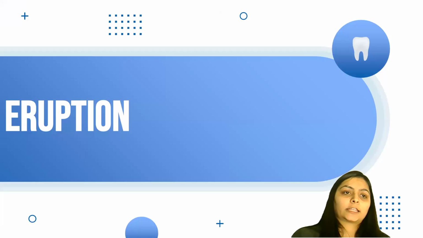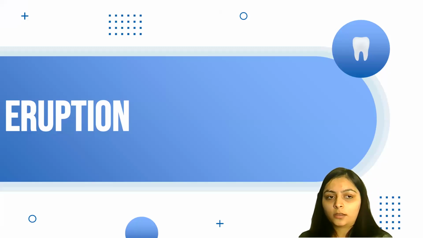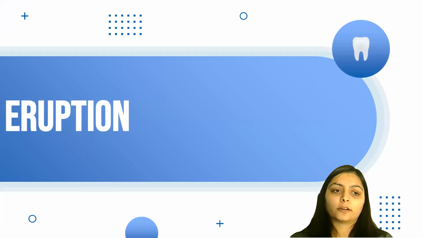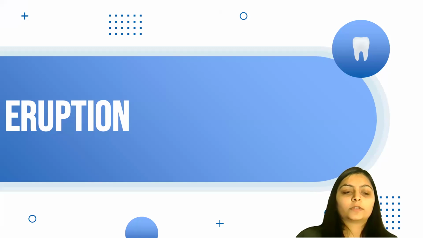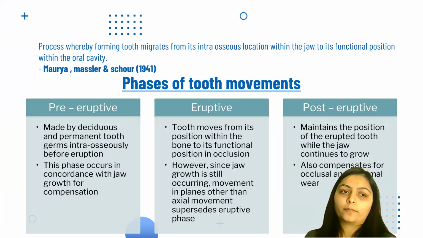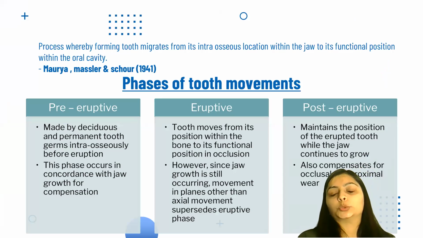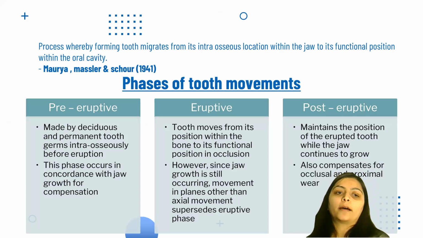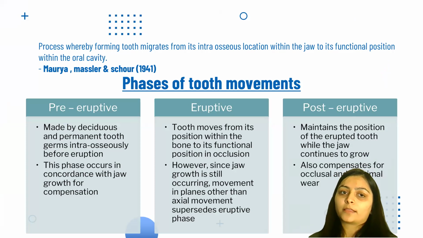Now, I think tooth development is done here, and I hope you had enough information that you need to know at this level. Now we will proceed with eruption of the tooth, the process whereby the forming tooth migrates from its intraosseous location within the jaw to its functional location within the oral cavity, given by Moyers, Massler, and Schour in 1941. What do you mean by this?